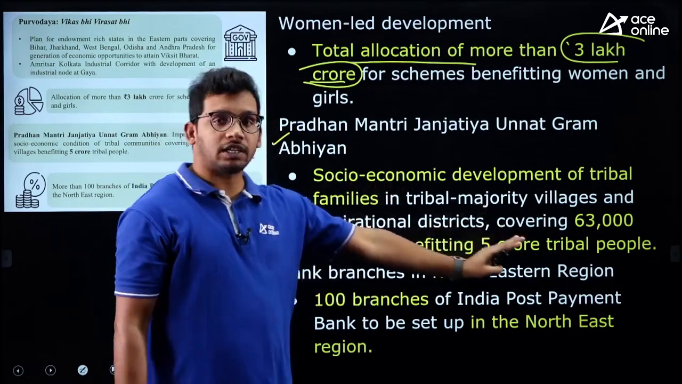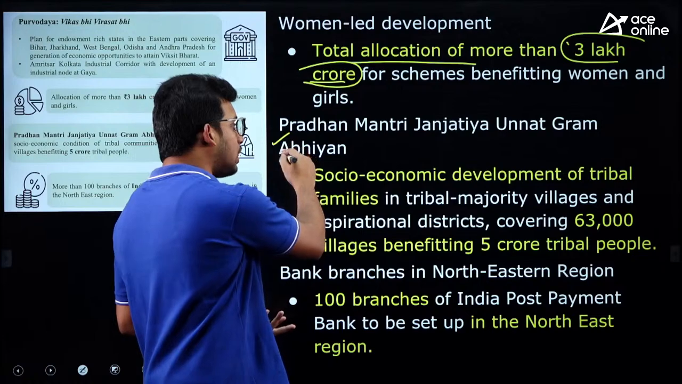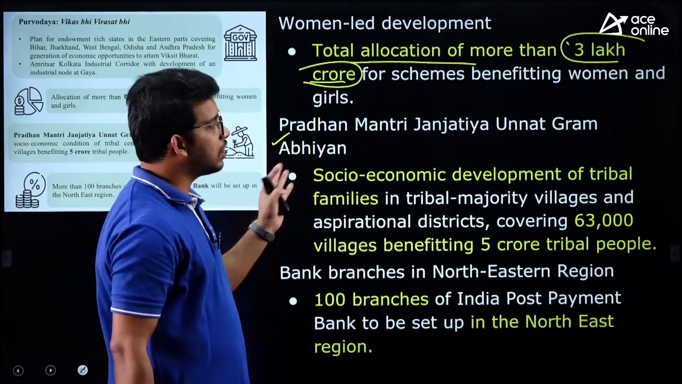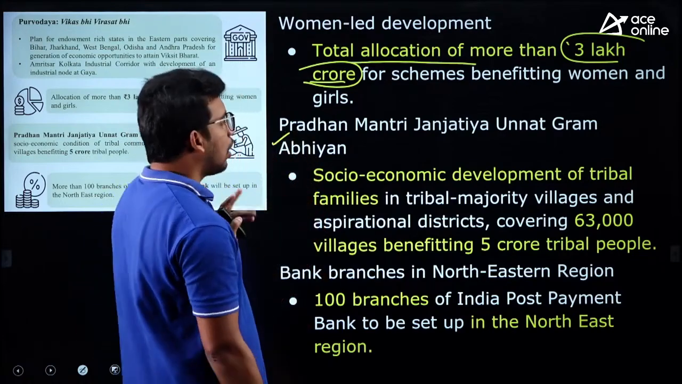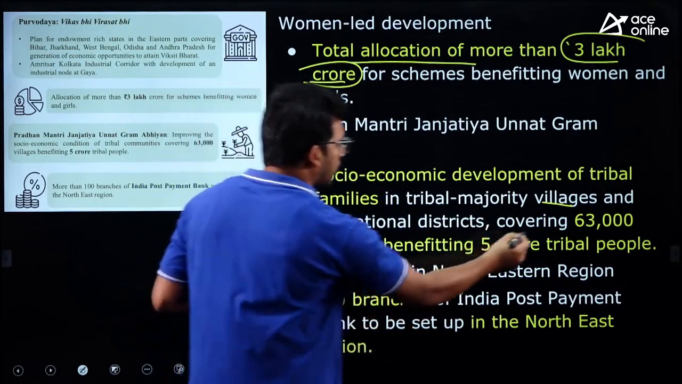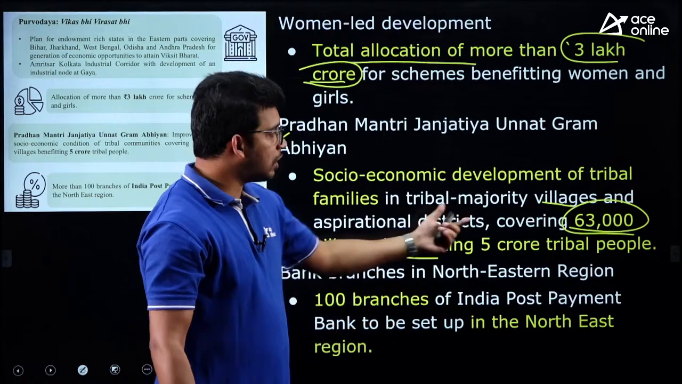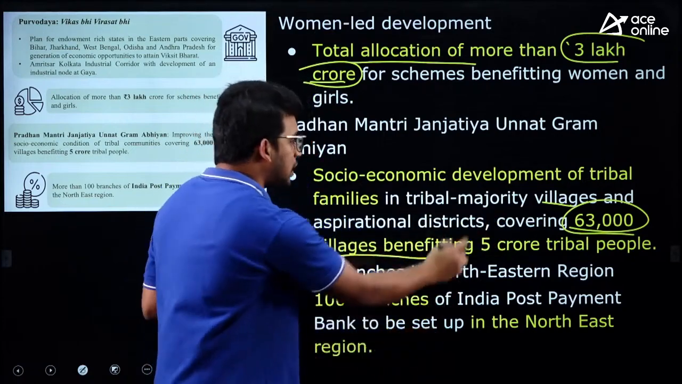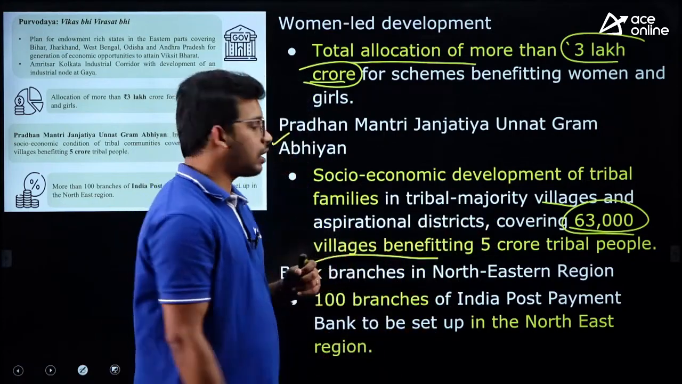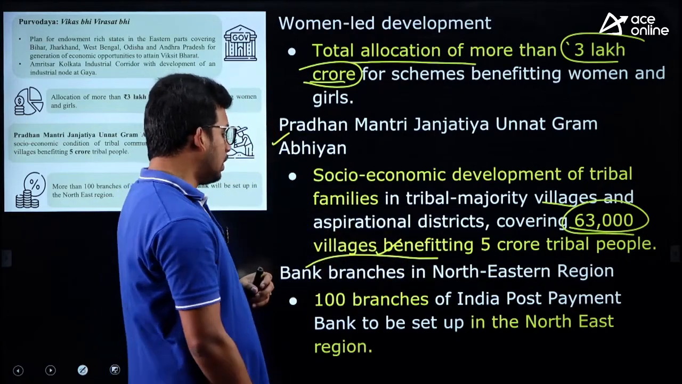So to encourage the tribal people to get all the basic facilities that are required, the government has already launched the Pradhan Mantri Janjatiya Unnat Gram Yojana, right, or Abhiyan. Now for this particular purpose, the government is going to cover 63,000 villages which are focusing on the tribal people. So 63,000 villages they are focusing on to develop under this particular scheme, right.